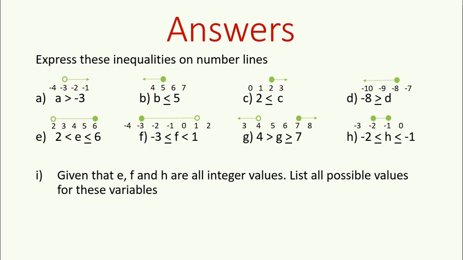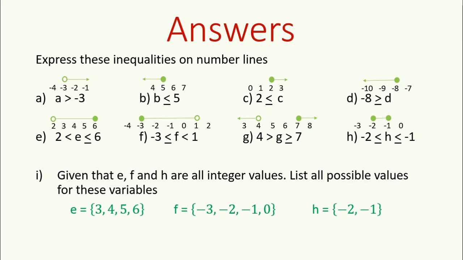Given that E, F, and H are all integer values, well, E cannot be 2. It can be any value greater than 2 up to and including 6. So E could be 3, 4, 5, or 6. F could be -3 and any value up to but not including 1. So -3, -2, -1, 0, not 1. H is in between -2 and -1, including both boundary values, so H could be -2 or -1.